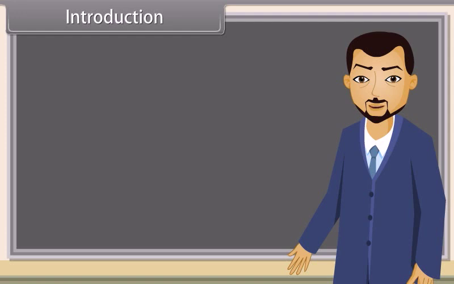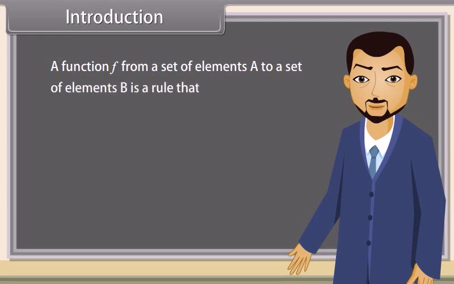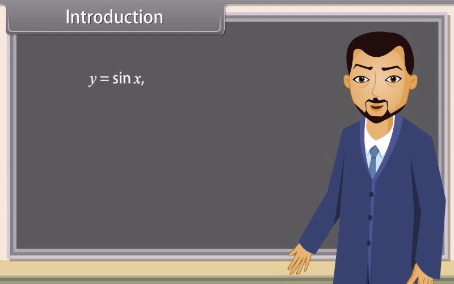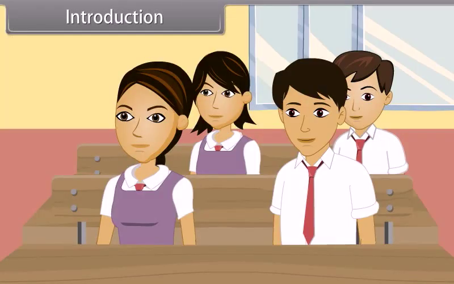Before we define the inverse trigonometric functions, we need to think about exactly what we mean by a function. A function f from a set of elements A to a set of elements B is a rule that assigns to each element x in A exactly one element f(x) in B. y = sin x, y = cos x, and y = tan x are functions in the sense of this definition, with A and B being sets of real numbers.